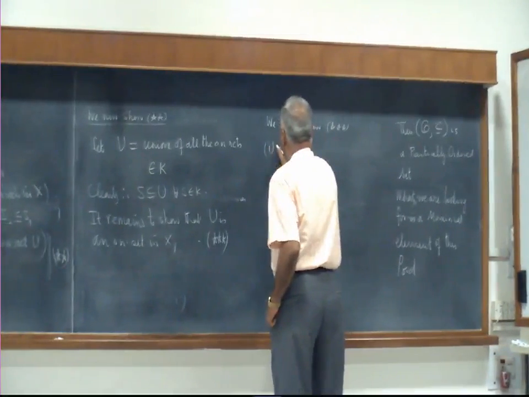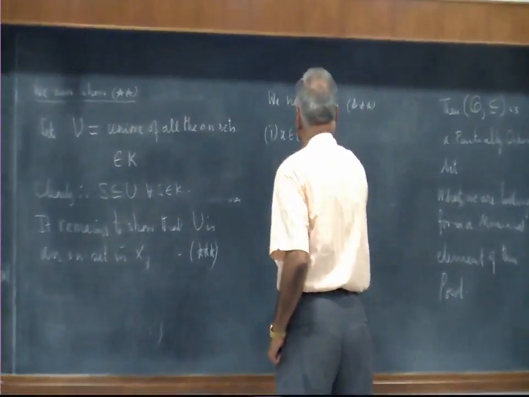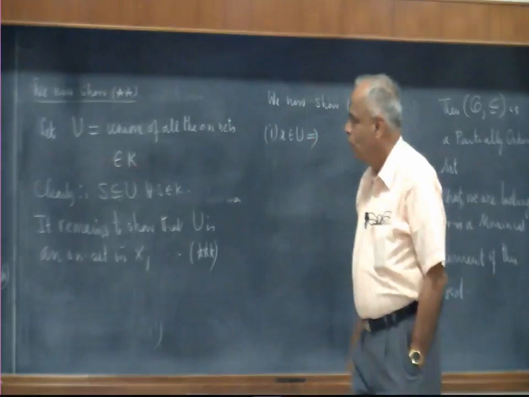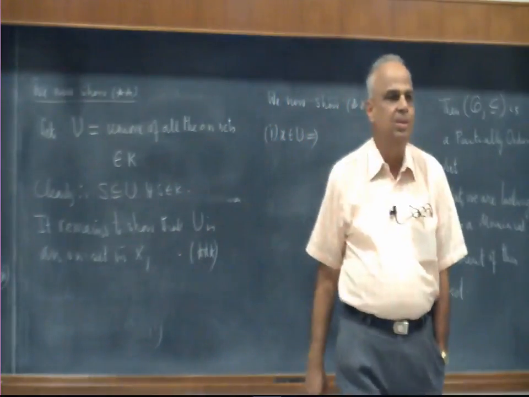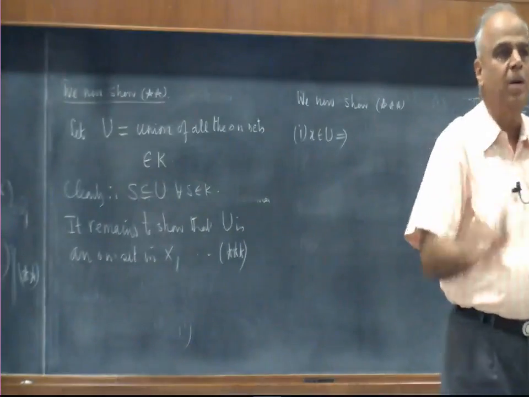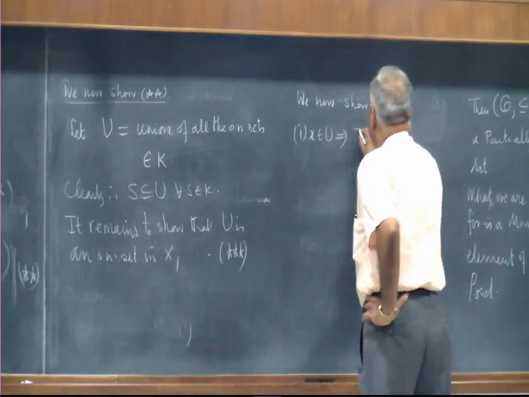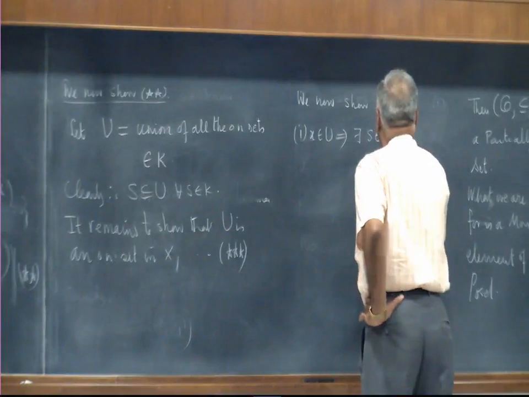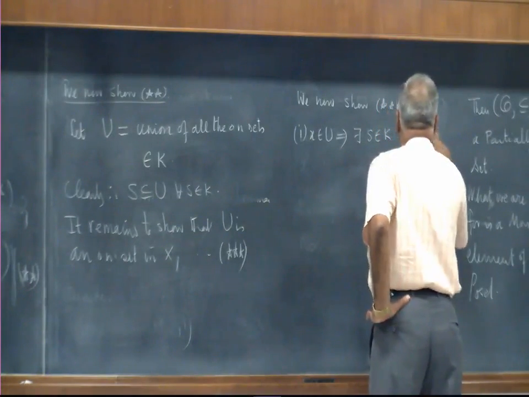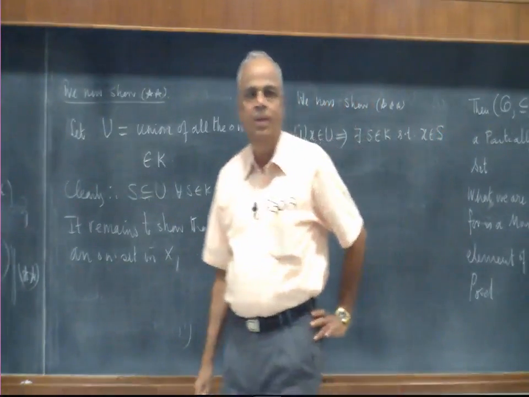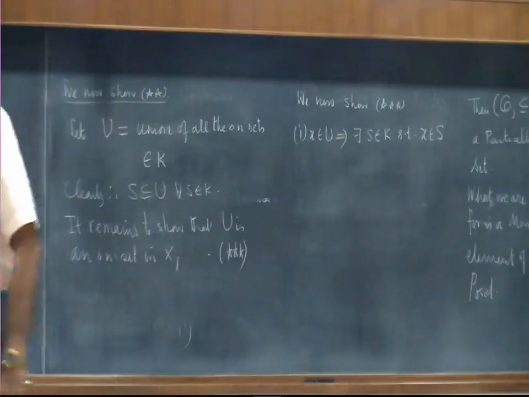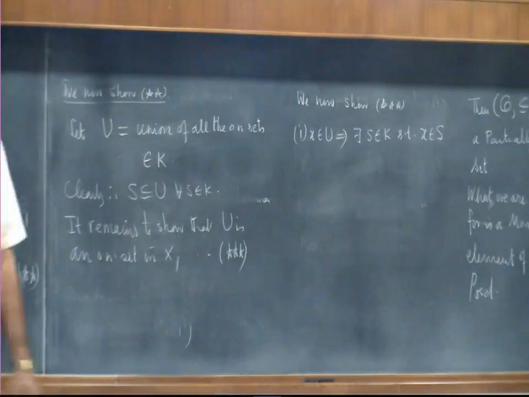One, x belongs to U implies what? U is the union of all these fellows. Therefore, he must belong to one of them. Because it is in the union, it implies there exists an S in K such that x belongs to S. Because U is the union, he must be in one of the members of that union.